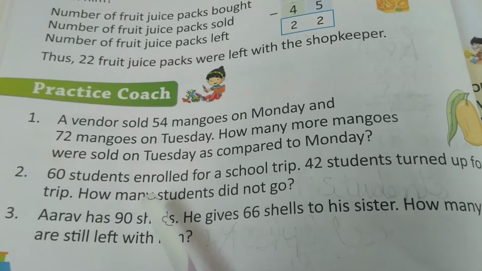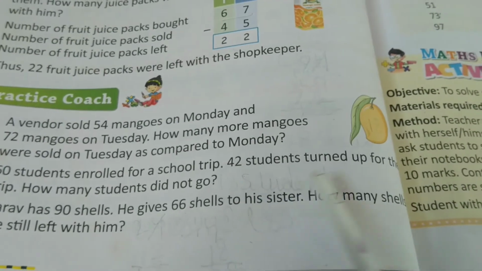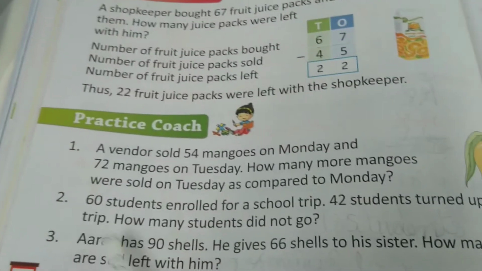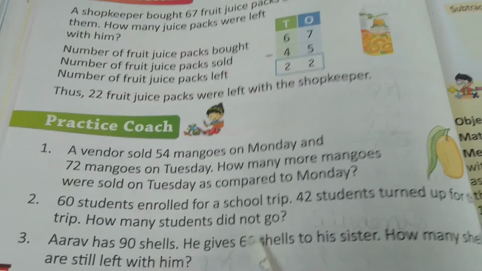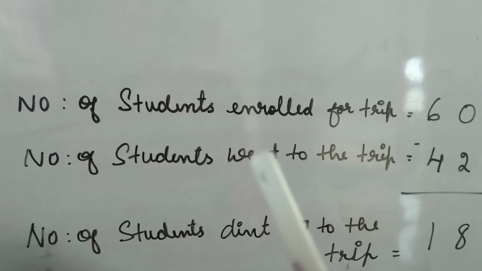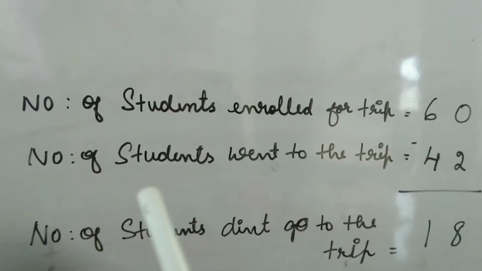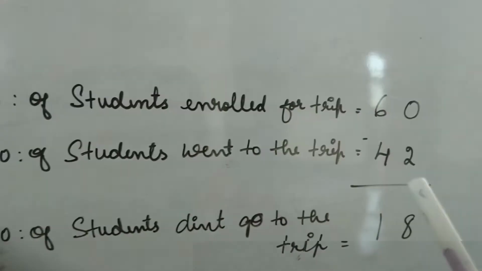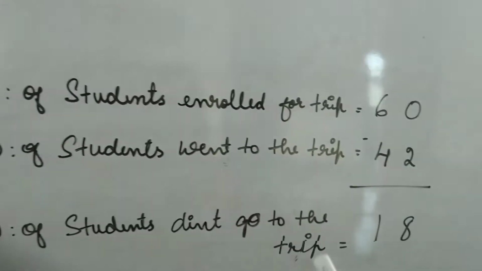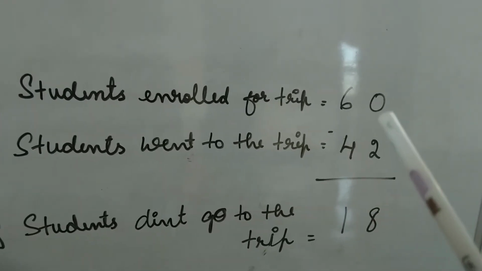60 students enrolled for a school trip. 42 students turned up for the trip. How many students did not go? Number of students enrolled for the trip is 60. Number of students who went to the trip is 42. So, to find the number of students who didn't go to the trip, you need to subtract 60 minus 42.